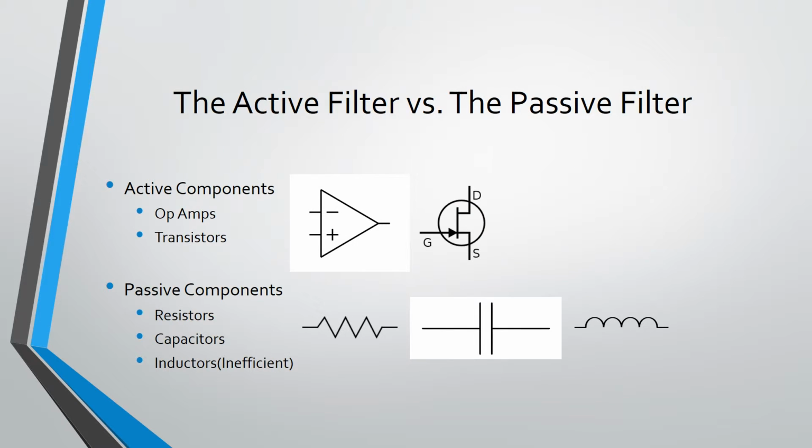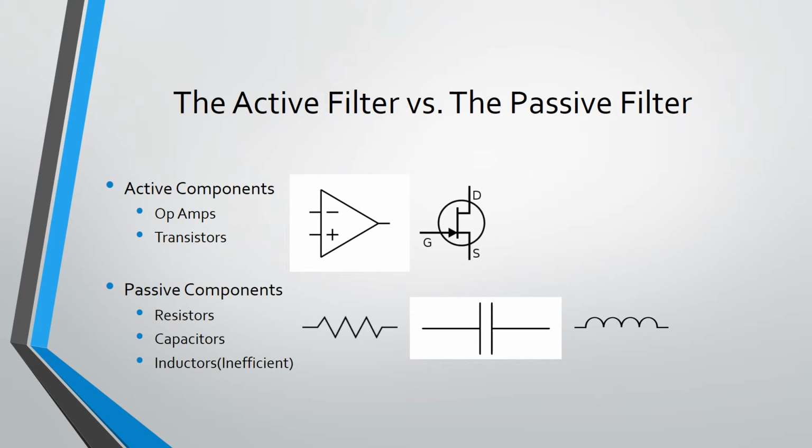The active filter was created based on the inferiorly designed passive filter. As said before, one of the main differences between them is the fact that the active filter utilizes active components, like op-amps and transistors, to increase functionality.